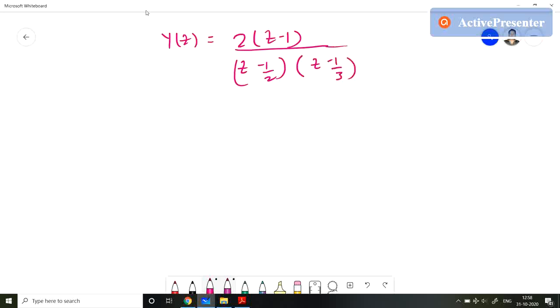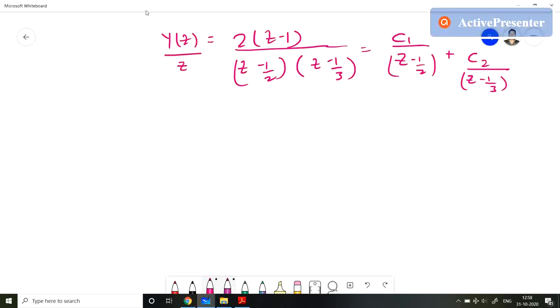Please check these relations. So this is Y(z). Y(z) is 2z minus 1 divided by z minus 1 by 2 times z minus 1 by 3, and that is equal to C1 divided by z minus 1 by 2 plus C2 divided by z minus 1 by 3. That is equal to Y(z) divided by z.